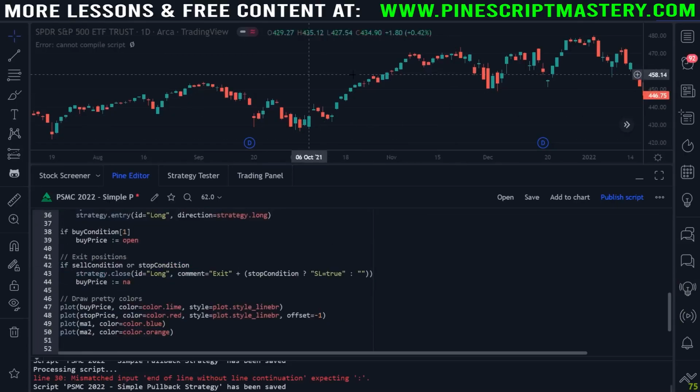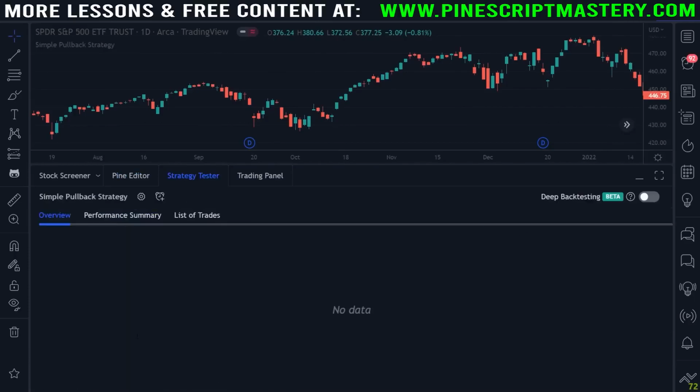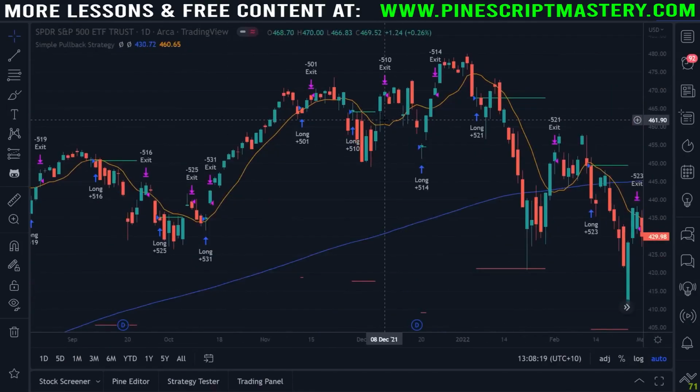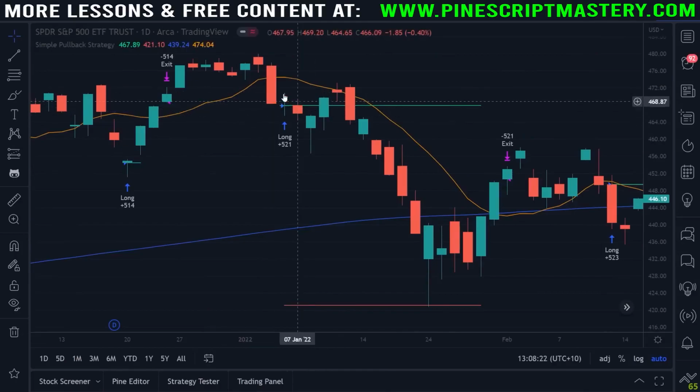And that way we don't have lines drawing all over the place. So now when I save my code, hopefully this compiles. There we go. There's our script completed. So let's find a good example here. Here's one that I was using before as an example.